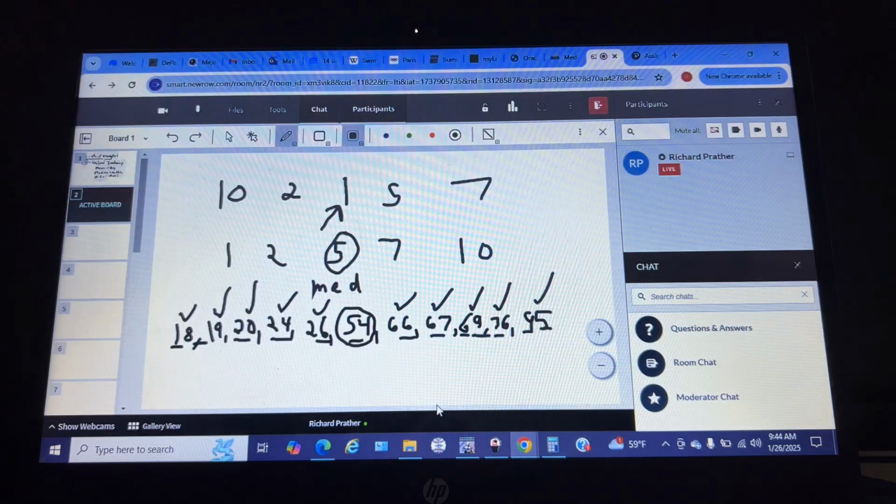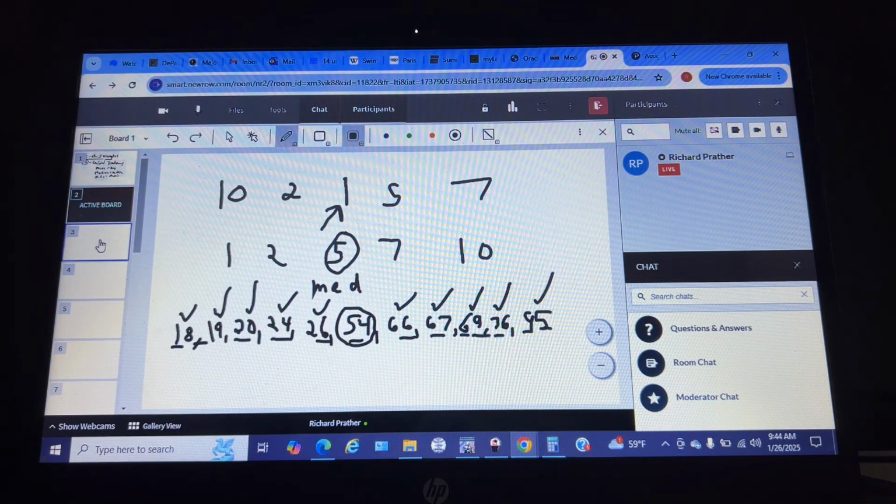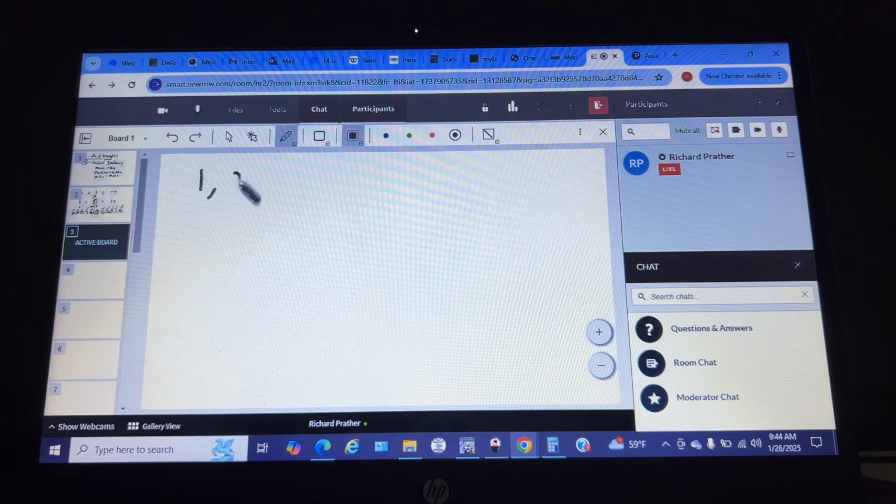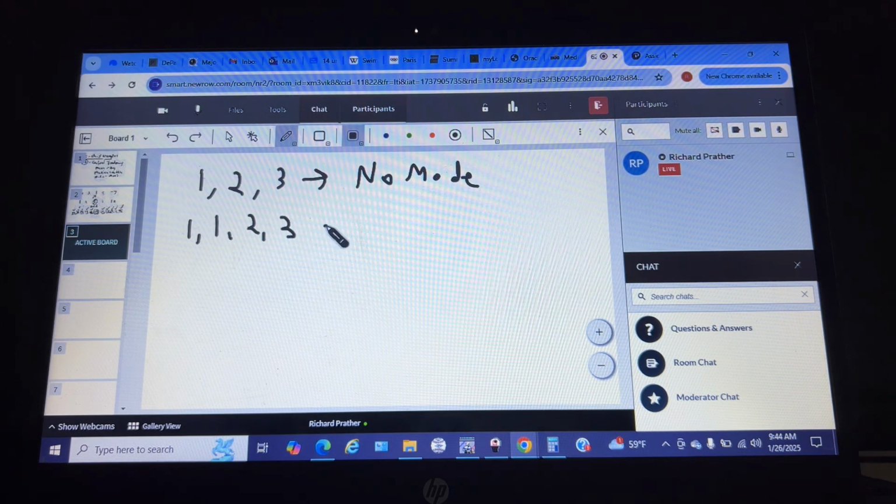And just in case we don't see another example of it, if you have 1, 2, 3, there's no mode. If you have 1, 1, 2, 3, then the mode is 1, because that one's happening twice and the other numbers are happening once. You can even have more than one mode. 1, 1, 2, 2, 3. Now you have 1 and 2.